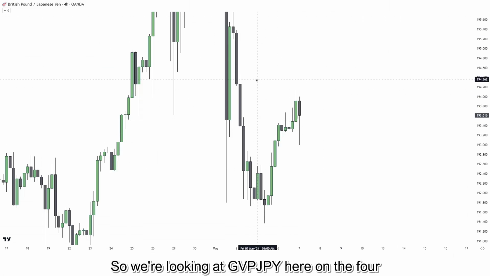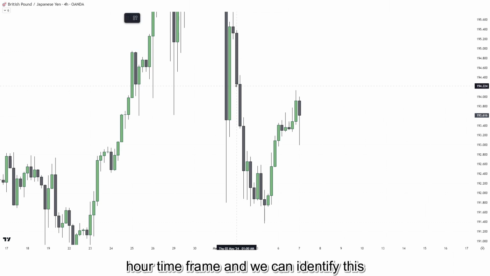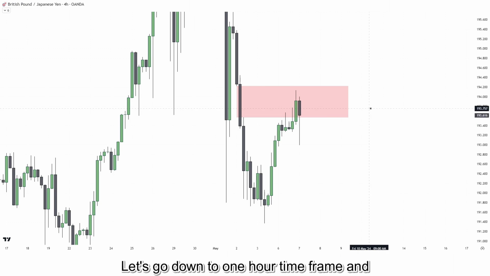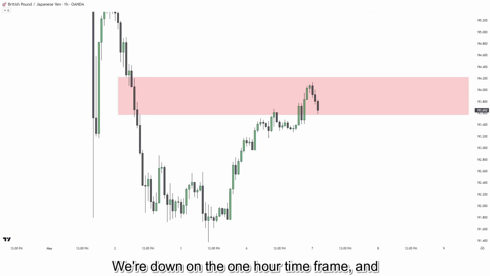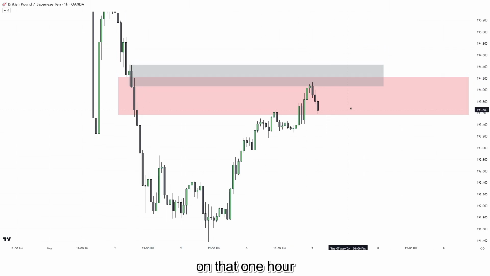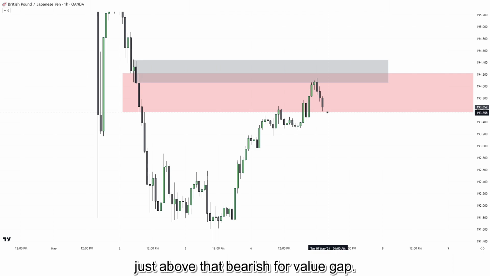So we're looking at GBPJPY here on the 4-hour time frame, and we can identify this bearish fair value gap as we come into the London session. Let's go down to 1-hour time frame and see what's down there. We're down on the 1-hour time frame, and I can immediately spot this bearish order block here on that 1 hour, just above that bearish fair value gap.